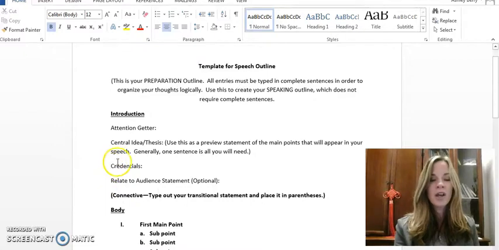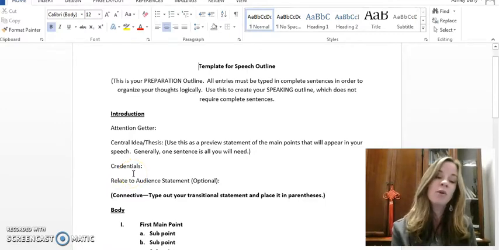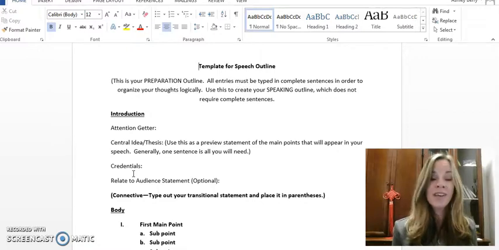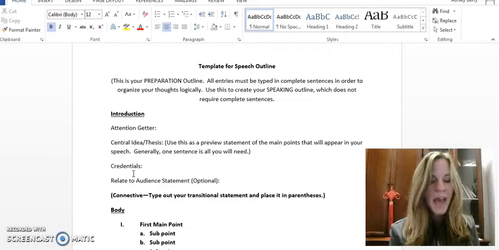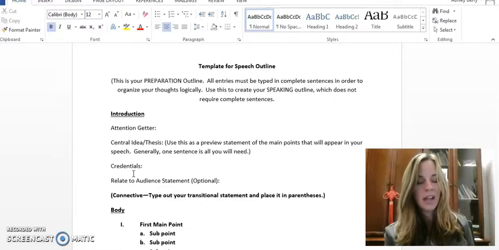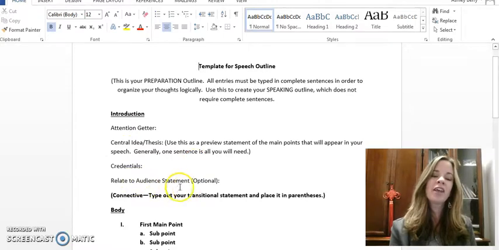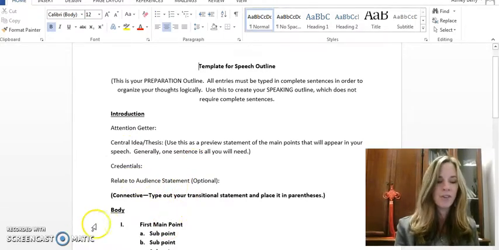We're also going to establish our credentials. Remember, credibility is to believe. I might say I've always been interested in learning more about whatever the topic is, so I have researched my topic thoroughly. I can also do a relate to audience statement, especially if I have not related to my audience in my attention getter. We're also going to look at the connectives in the body in a future lesson.